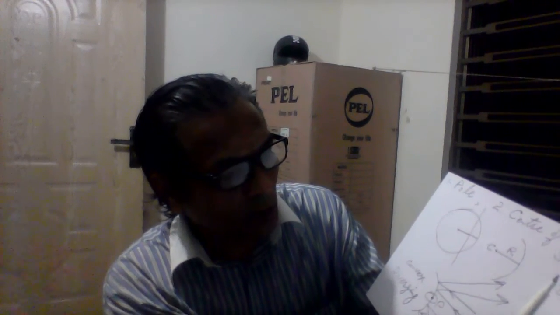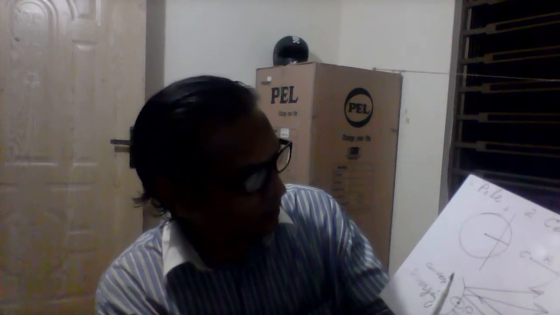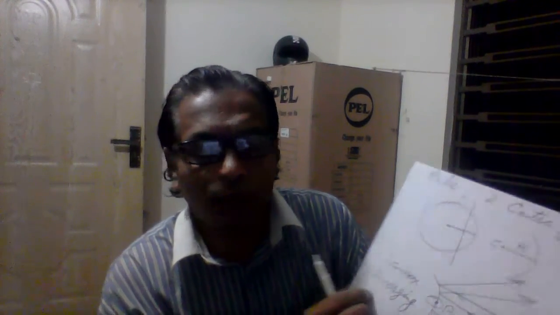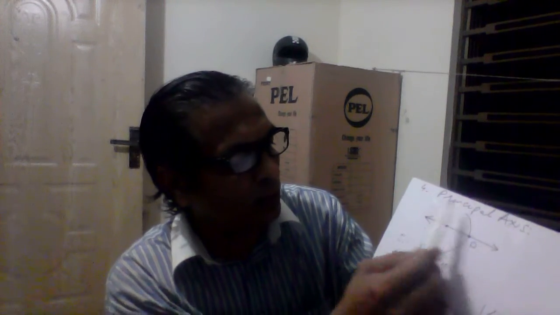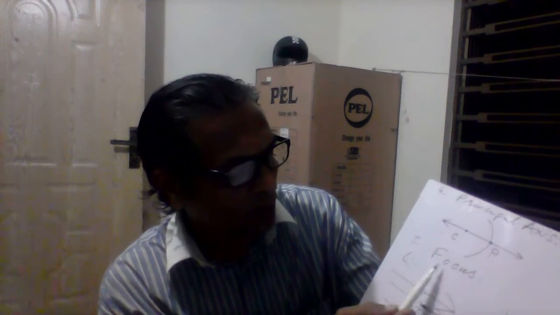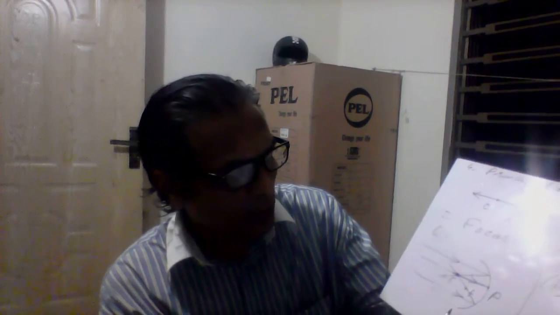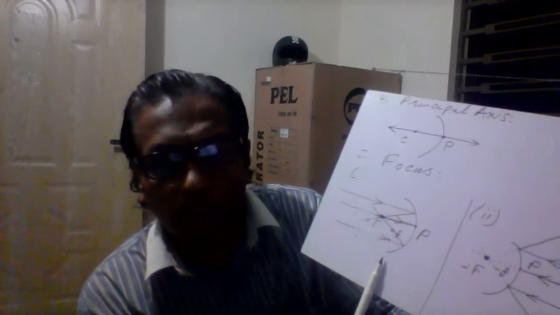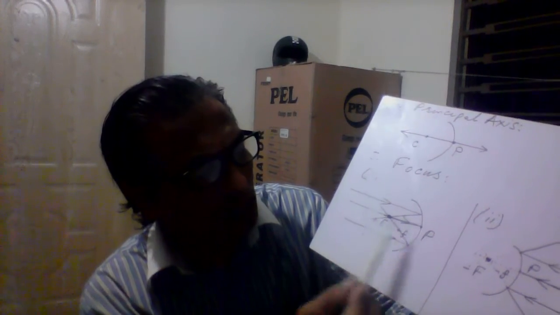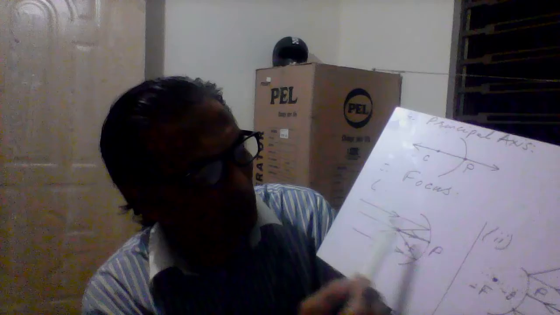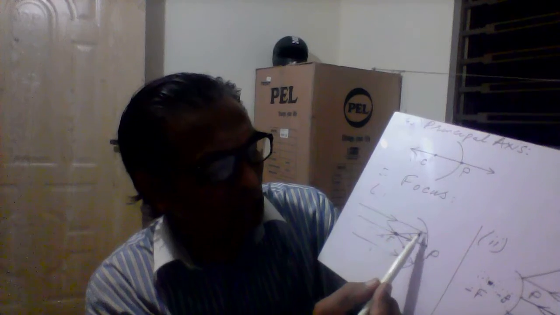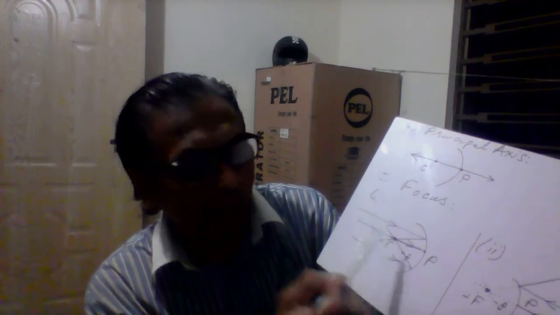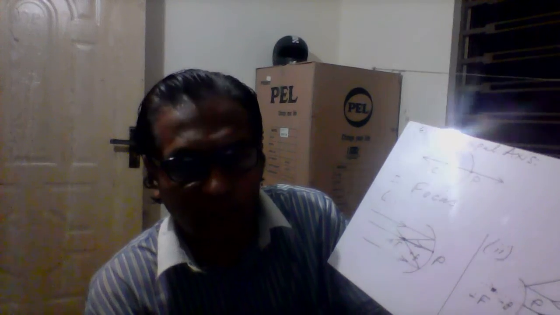Now, number 4. What is principal axis? Here, you just tell them that the line joining the center of curvature and pole P is called the principal axis. And what is focus? In case of a concave mirror, all the parallel light rays parallel to the principal axis are converged at a point. This point is known as principal focus F.